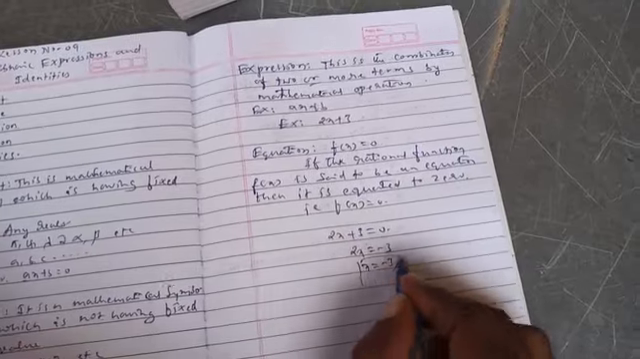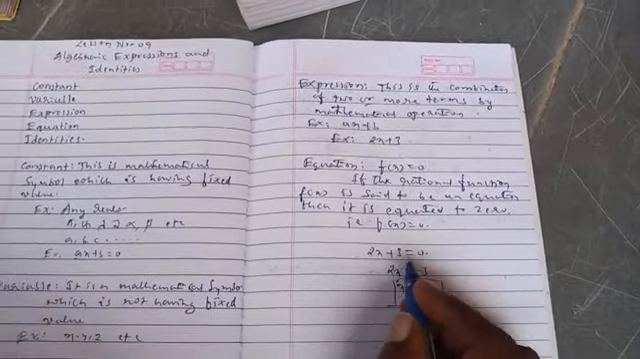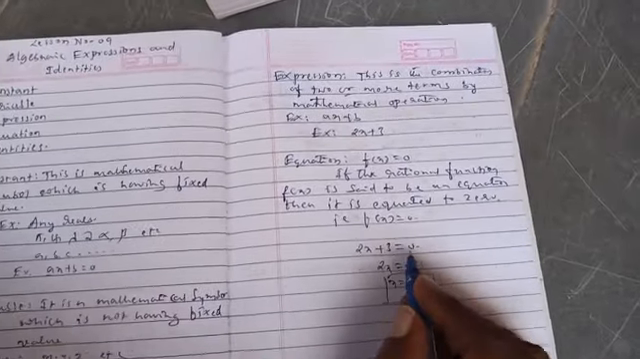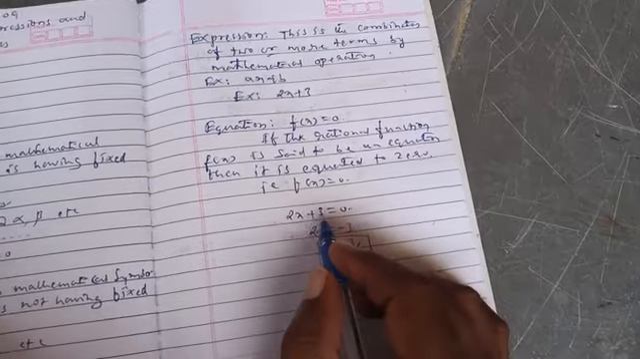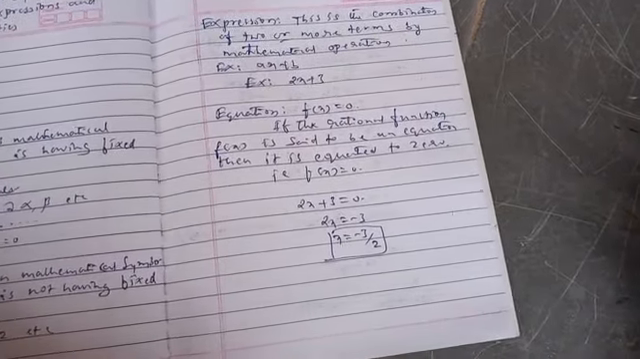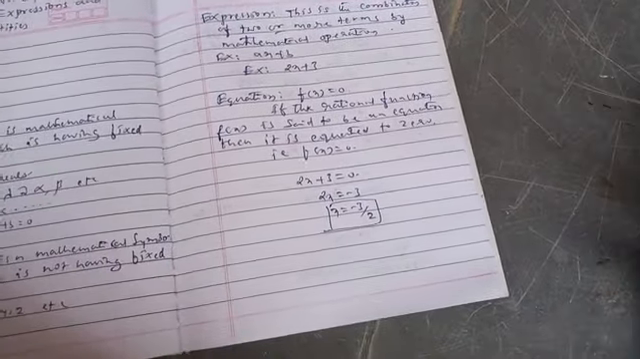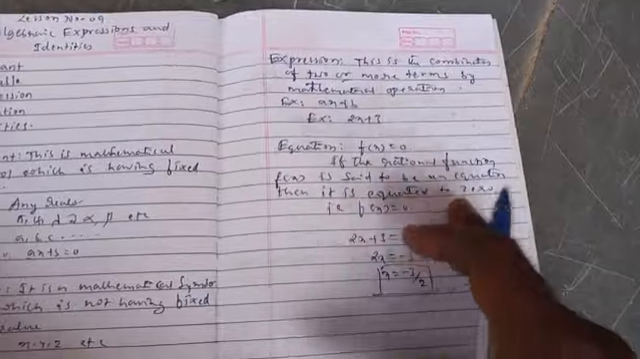This is the value of x. You have to put it in the place of x. You will get 0 equals 0. If you get 0 equals 0, then you call it a specific root of this equation. If the expression has a specific root, then that expression is known as an equation.